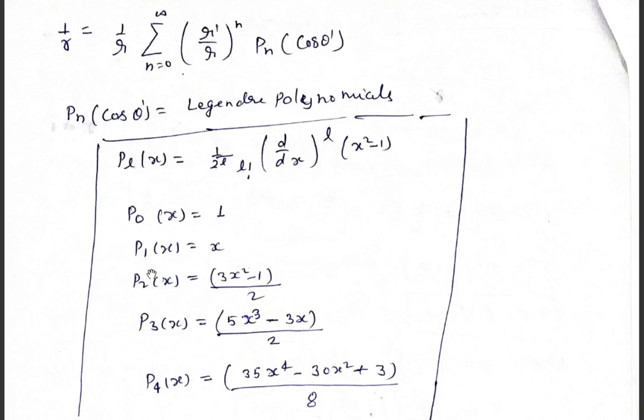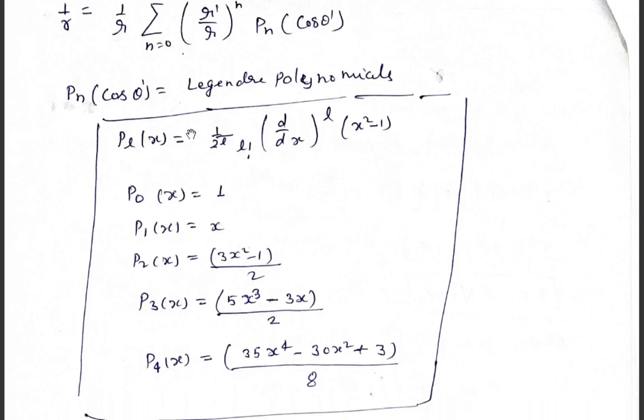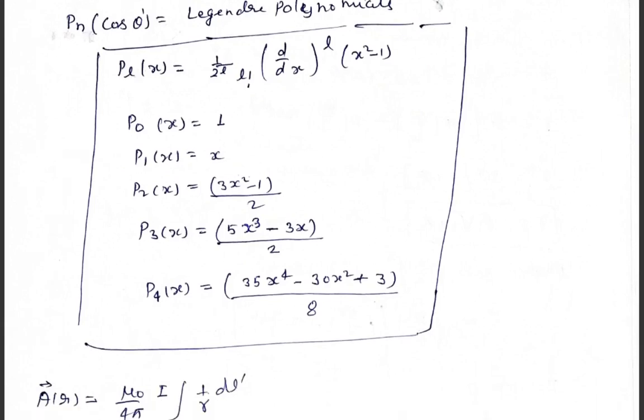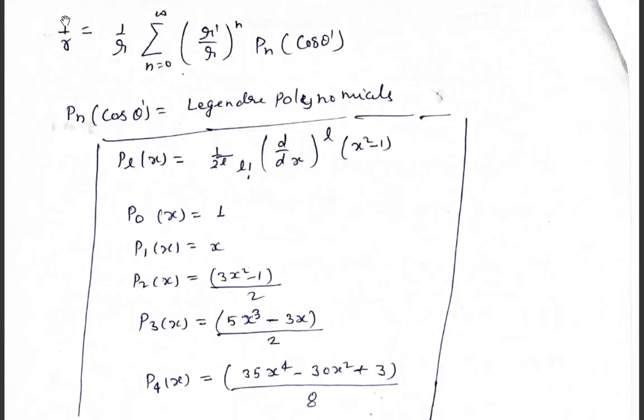Similarly, we can substitute n equal to 2, n equal to 3, n equal to 4. The only difference is that in our case, in place of x we have assumed cos theta prime. So just substitute the value of cos theta prime in place of x, and you can find out the Legendre polynomial for the present case. So we have obtained the value of gamma: 1 upon gamma is equal to 1 upon r, summation over n equal to 0 to infinity, of (r prime upon r) to power n Pn cos theta prime. Now if you substitute this value into the vector potential term, what do we have for the vector potential?